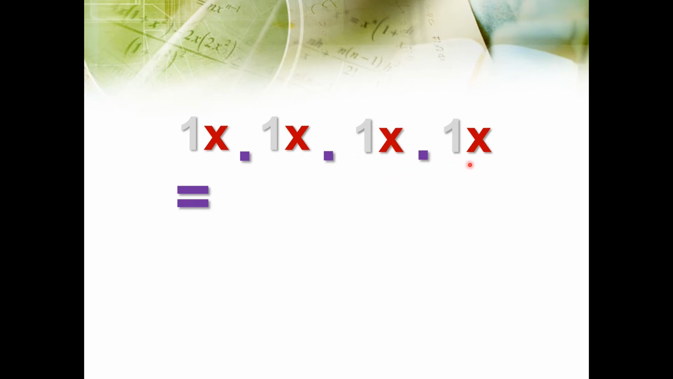Okay, now continue with 1x. How about 1x times 1x times 1x times 1x? There are 4 1x that need to be multiplied. So 1 times 1 times 1 times 1 equals still 1. And x times x times x times x equals, yes, x to the power of 4. So remember, you just need to write x to the power of 4. Okay.